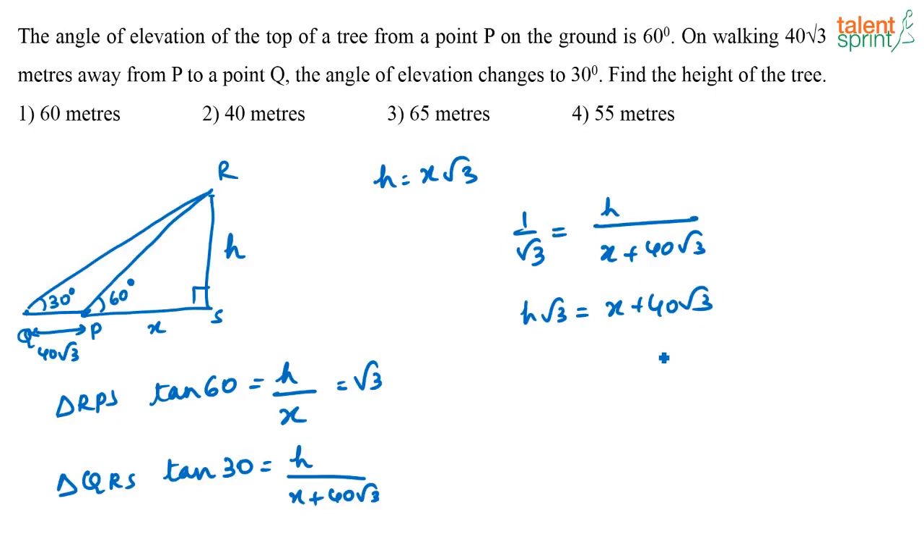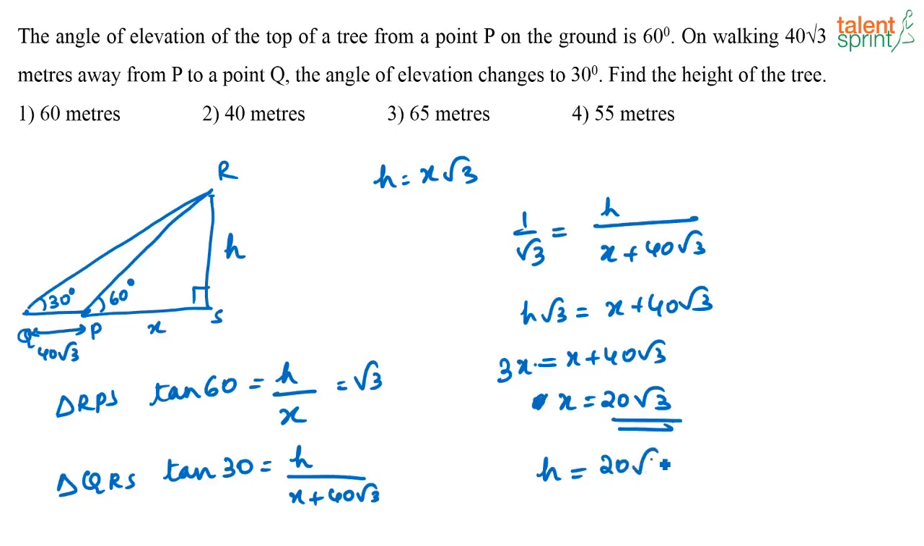Instead of h, you put x root 3, so you will have 3x is equal to x plus 40 root 3, or 2x is equal to 40 root 3, or x is equal to 20 root 3. So if x is 20 root 3, what is the value of h? h is equal to x into root 3, so that is 20 into root 3 into root 3, which is equal to 60. So the correct answer here is option 1, 60 meters.